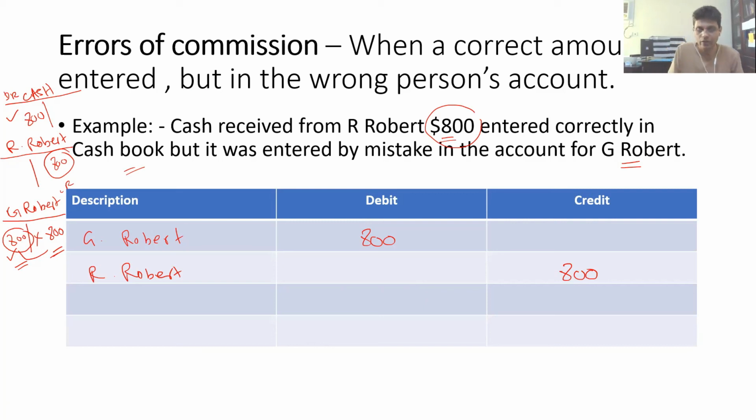Okay. So these are the types of errors we discussed. What is the acronym? You can remember this? Top rock. Okay. Transposition error, original entry, principal error, reversal of entries, omission, compensating error, and commission. Okay, please go through this.